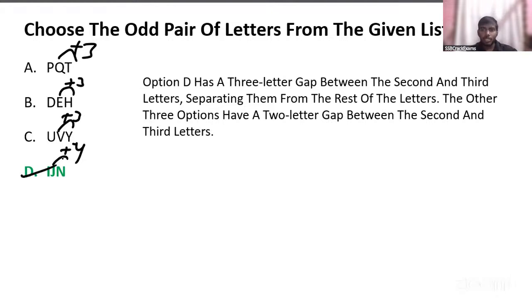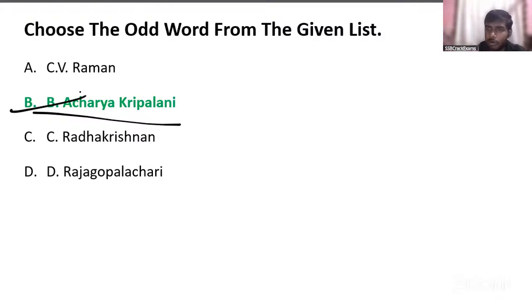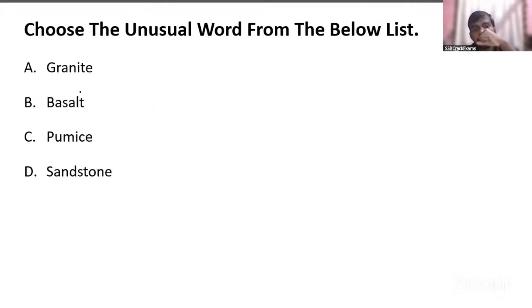I told you the logic. You have to apply it. If you are watching it after this class, just pause at that moment. Try to give the answer. Then again continue. See, all four of them are known for some discovery or for a prize they got: C.V. Raman, Radhakrishnan, Rajagopalachari. But Acharya Kripalani is not similar because he didn't get the same award as they all got.